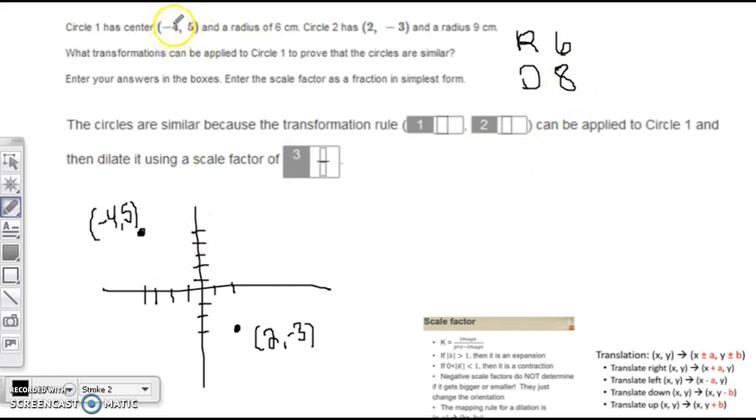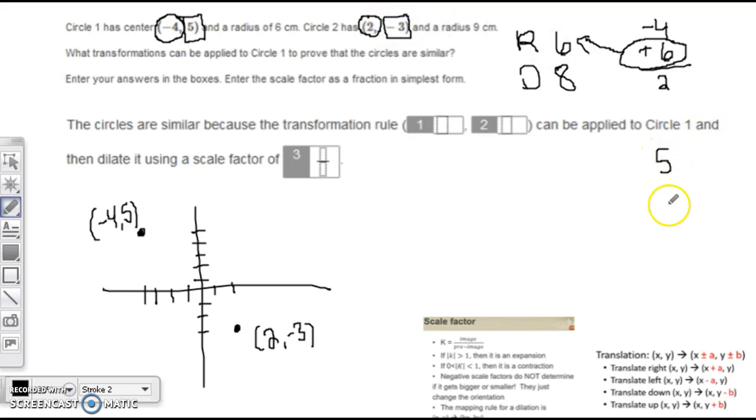So if you wanted to sketch a graph and look at it that way, you certainly could. Or you could just look at your numbers. To go from -4 to +2, we would have to add 6. So that means that we are going to be adding 6 or moving to the right 6. To go from 5 to -3, we would have to subtract 8, because 5 minus 8 is -3. So that means that we have to subtract 8 or go down 8. So our transformation rule here, we would take the x value and add 6 to it, and we would take the y value and subtract 8 from it.